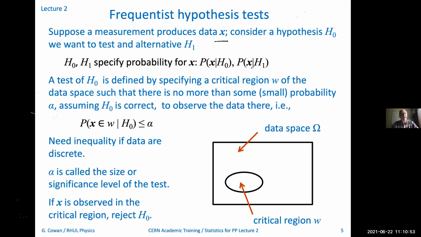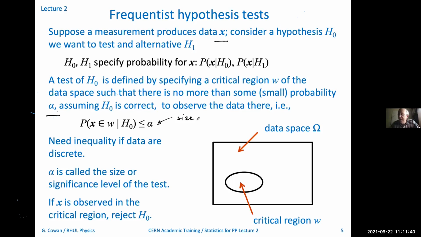So how do we define then a test of H0? What we do is the following: you specify a subset of the data space, which is called the critical region. And the defining property of this critical region is that there should be some small probability that we call alpha to find the data in that critical region under the assumption of the hypothesis that we're testing. So the defining property is that the probability to find x in the critical region under the assumption of H0 should be less than or equal to this value alpha. Alpha is what we call the size of the test.